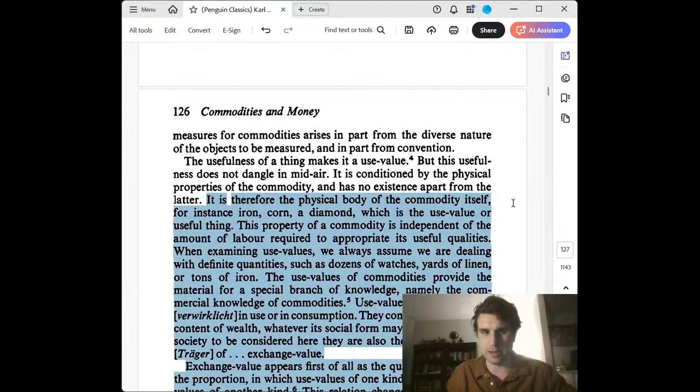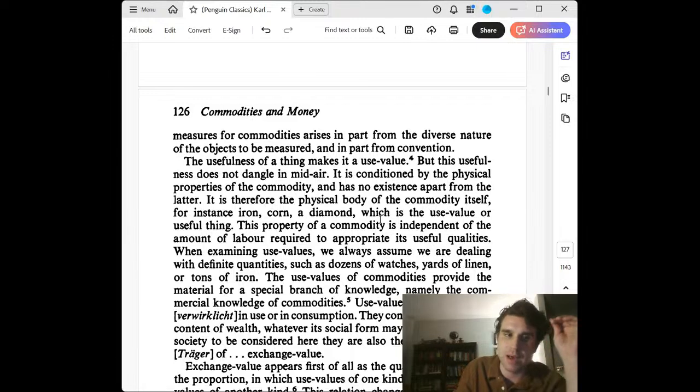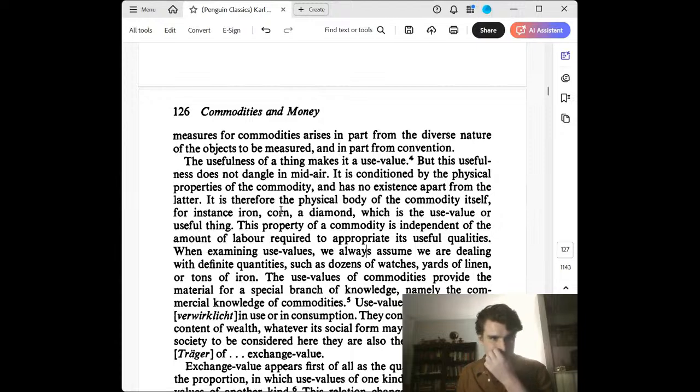It is therefore the physical body of the commodity itself, for instance iron, corn, a diamond, which is the use value or useful thing. This property of a commodity is independent of the amount of labor required to appropriate its useful qualities. Okay, so first, it's the physical thing, the body of the commodity. That's the use value, the real physical substance. This property, however, of being useful, of having useful material properties, has nothing to do with the amount of labor required to make it. But an amount of labor is required to make it in most cases, right? Unless it's a naturally occurring thing.